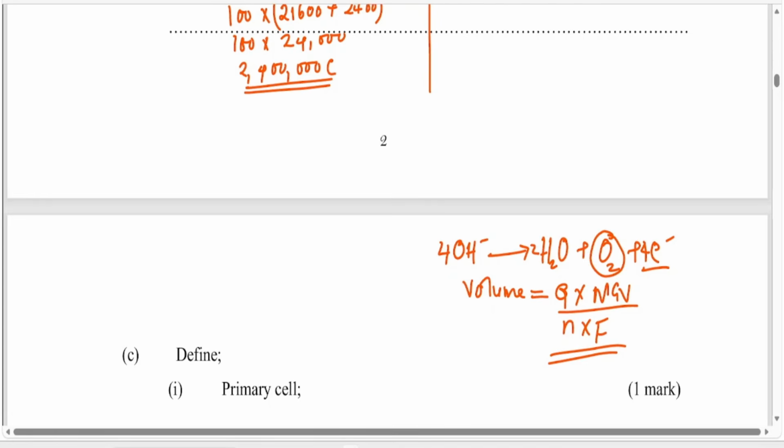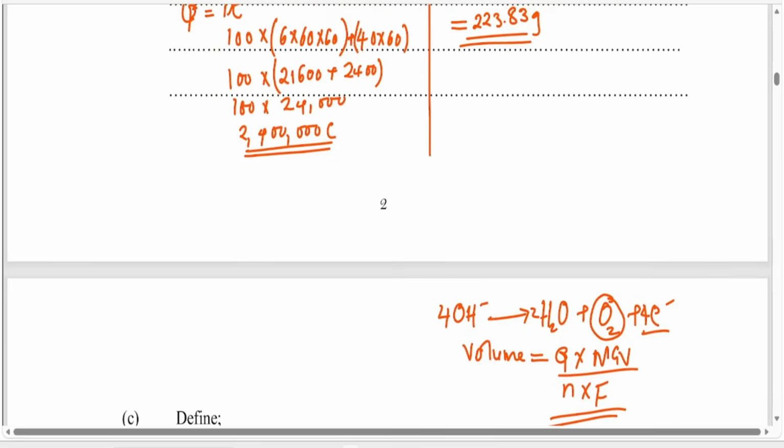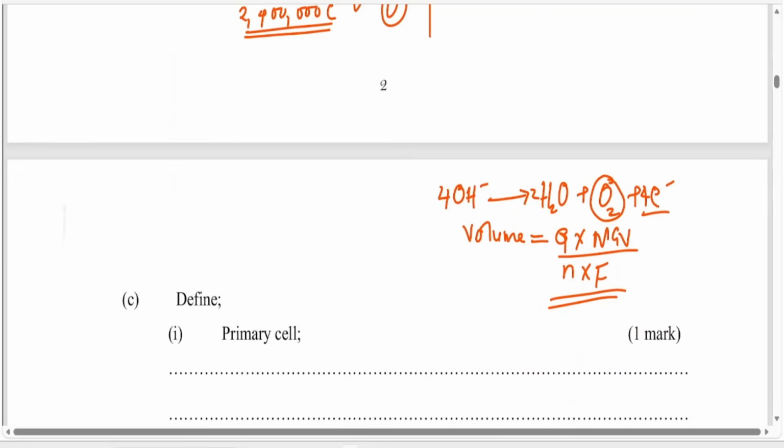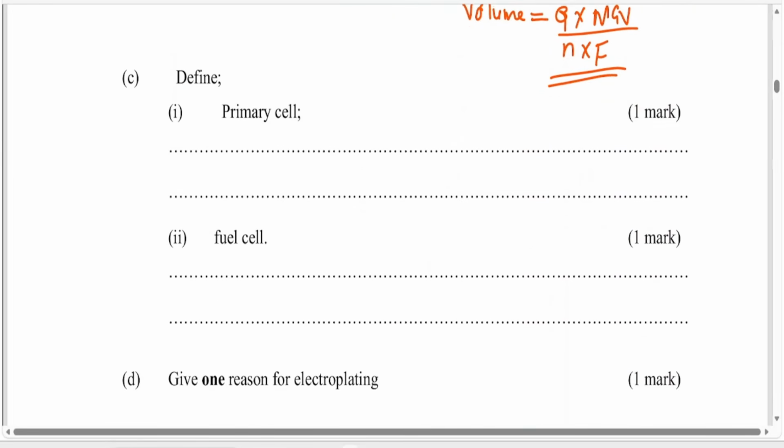So this is one of the simplest ways to determine the quantity of electricity and even the quantity of a substance that is produced either at the cathode or the anode. So learners, that was the correct answer. This 1 mark, this 1 mark, and the answer 1 mark. Let's proceed to the next question.